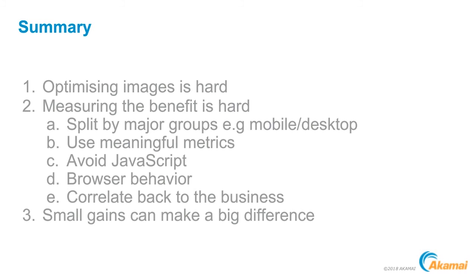I liken optimizing images to eating healthily and exercising. Ultimately, people will embark, especially in January, on a diet and try to be more healthy. And when they don't see the instant weight loss, they might give up. But that's the wrong thing to do. We know that they should continue to eat healthily and exercise because it's the right thing to do. And I think that's the same with image optimizations: even if you can't show the benefit, do it anyway. You know it's the right thing to do.